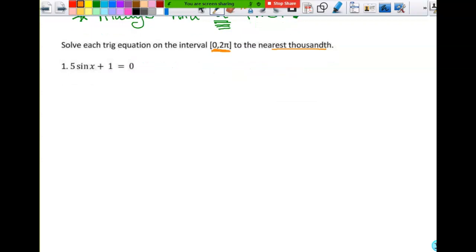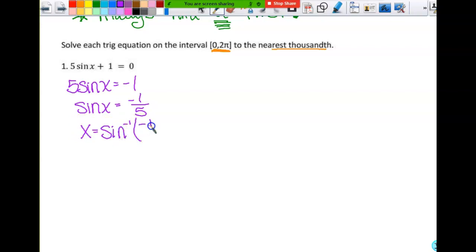I've got 5 sine x plus 1 equals 0. So I'm going to subtract 1 from both sides. 5 sine x equals negative 1. So sine x equals negative 1/5. All right, so here's where if that was a value we knew, we could come up with our angles, but we don't know what it is. So x is going to be equal to the sine inverse of negative 1/5, but do not start punching buttons on your calculator yet. There's a couple of things we got to do first.